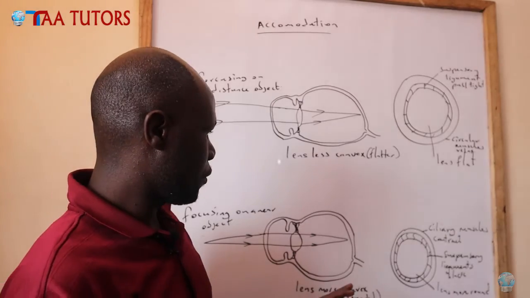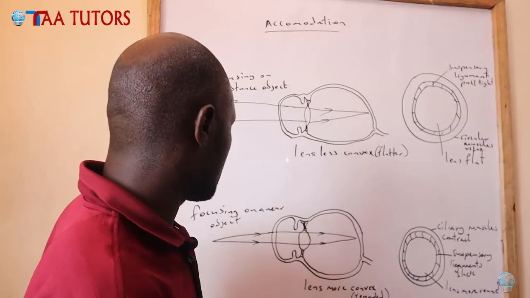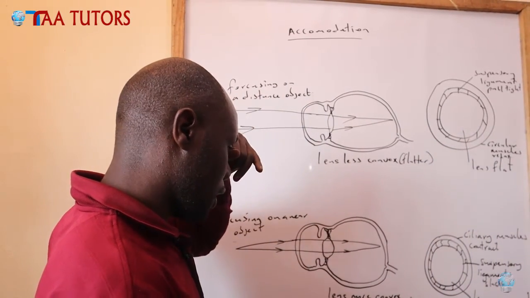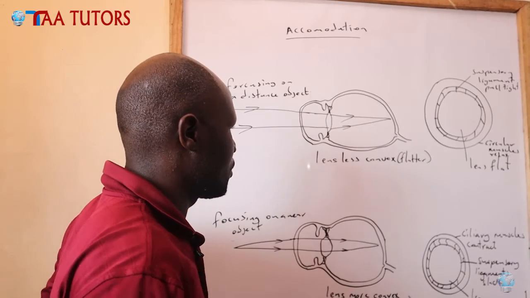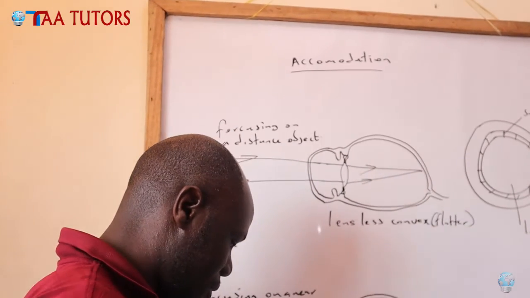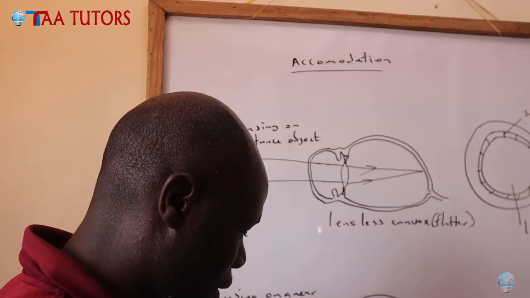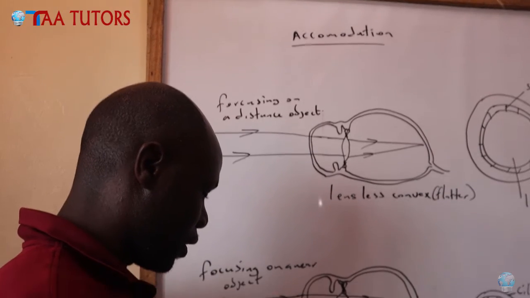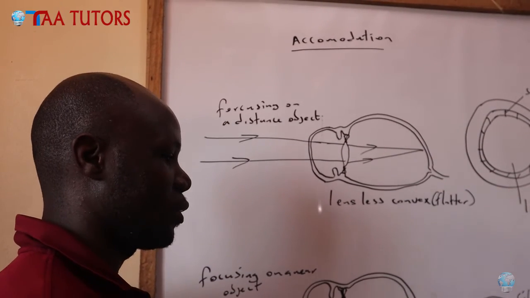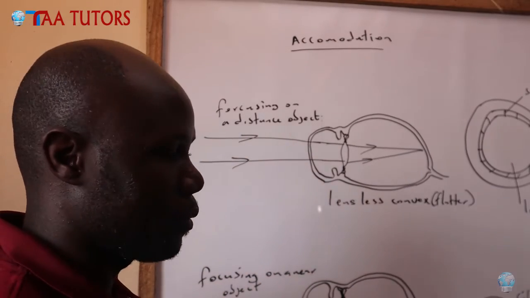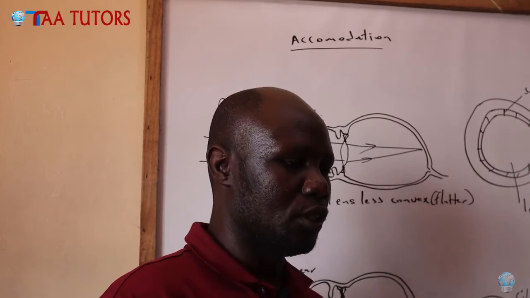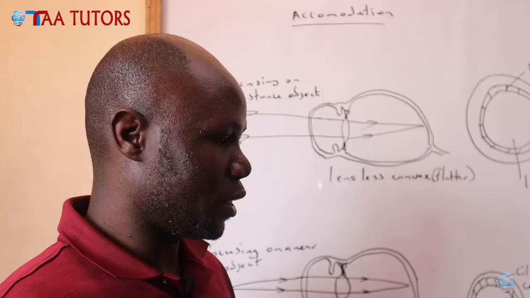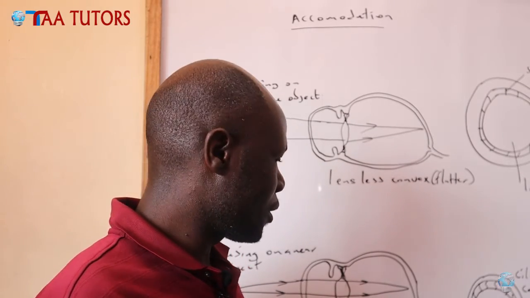Now I want us to have a look at this particular aspect of accommodation in the eye, so that we see how we can make sense of it. Accommodation is about the changes that take place in the eye which allow us to see objects from different distances. You can see an object from a near point, and we can see an object from a far point. While we are trying to focus on a particular object so that we can see well, there will be some changes taking place.